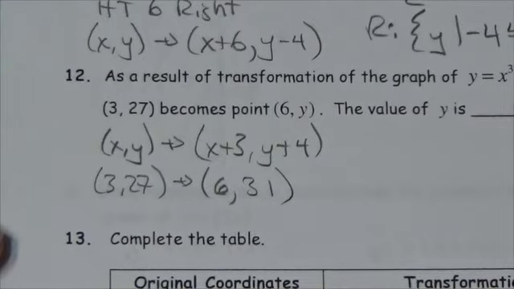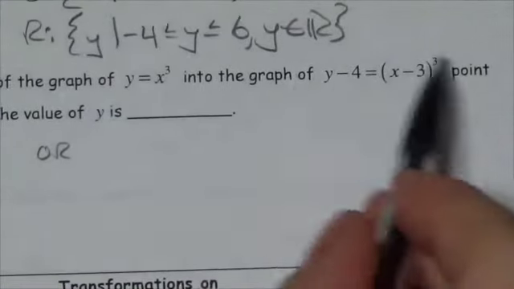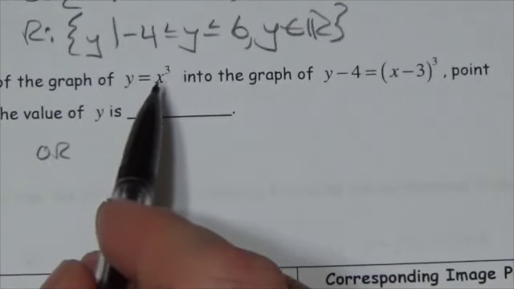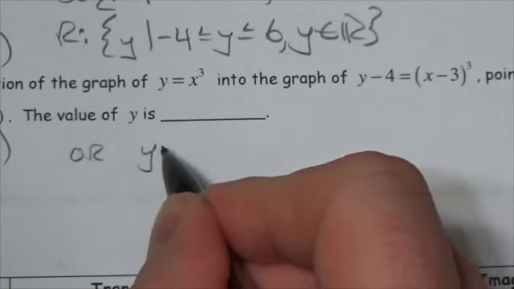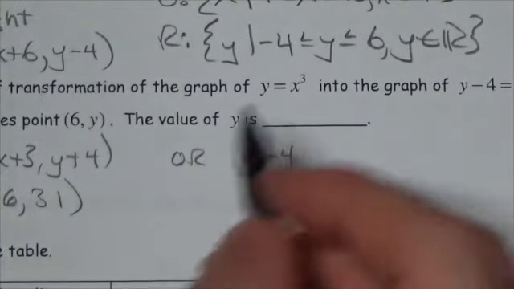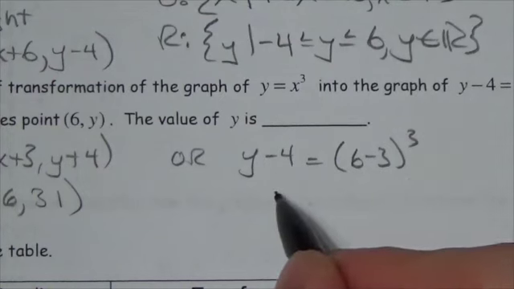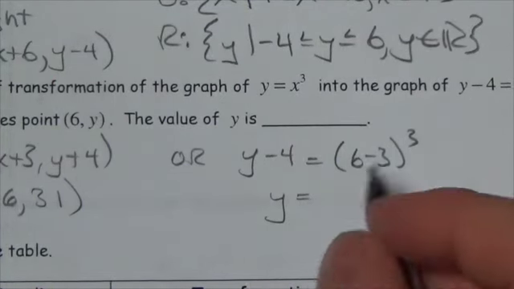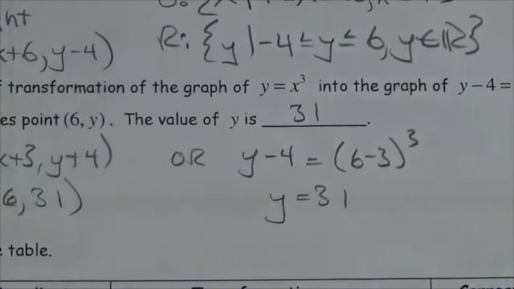Now, that's one way of doing this, or we can simply recognize that we actually have the entire function right here. In this particular case, this question might have been better if we didn't actually tell you that it was x cubed, because all I really have to do is plug in the x coordinate that I've been given right here and solve for y. So that's going to be 6 minus 3 cubed. Well, 6 minus 3 is 3, cubed is 27, add 4, 31. So either way you want to look at it, you're going to get 31 as the answer for y.